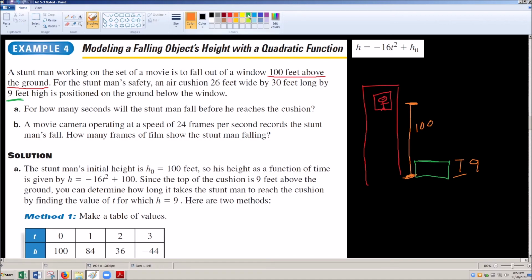So let's set up our equation. We're going to fill in the values. The value he's going to end at is the cushion, which is 9. I don't know how long it's going to take him. That's how I'm setting the problem up, to solve for my t value. But I do know that he started at 100 feet. So now in order to solve this thing, I'm going to subtract 100 from both sides.